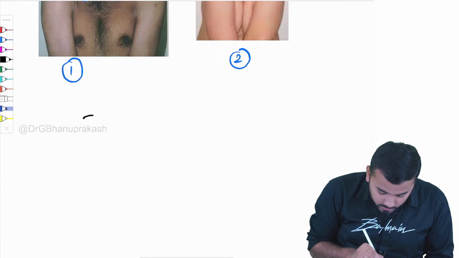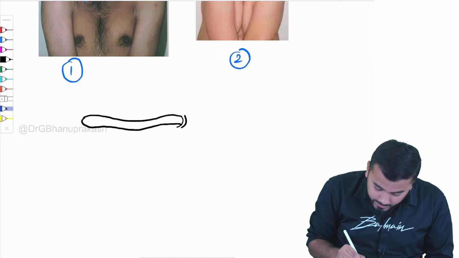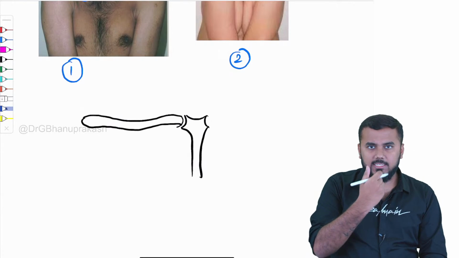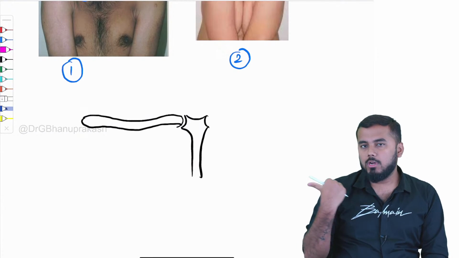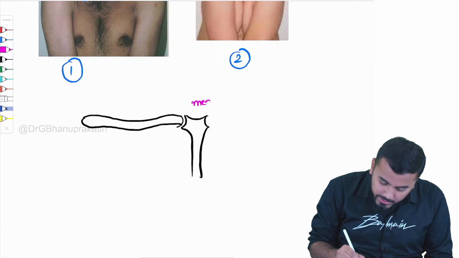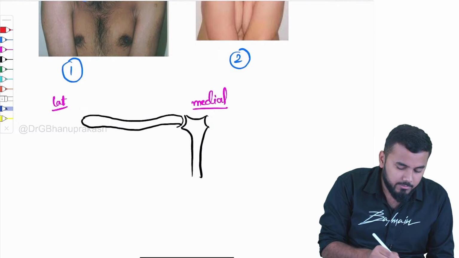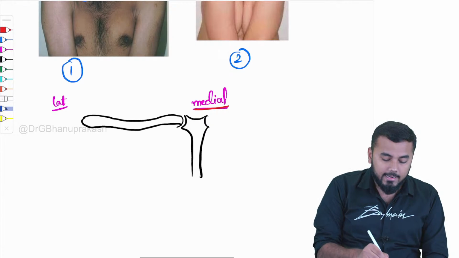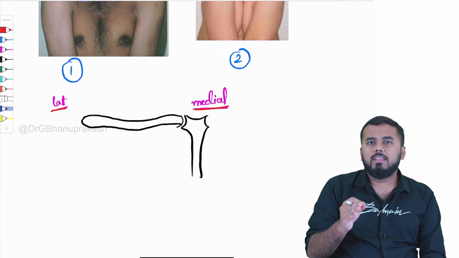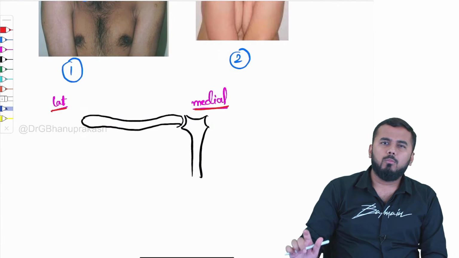Look here. Clavicle, and again your beautiful sternum. Wherever the sternum is in the center, that side is the medial end, and that is the lateral end. This is a favorite MCQ, guys. They won't ask which is medial and lateral, but they will ask what is the most common bone fractured in your body? That is the clavicle, your collarbone.